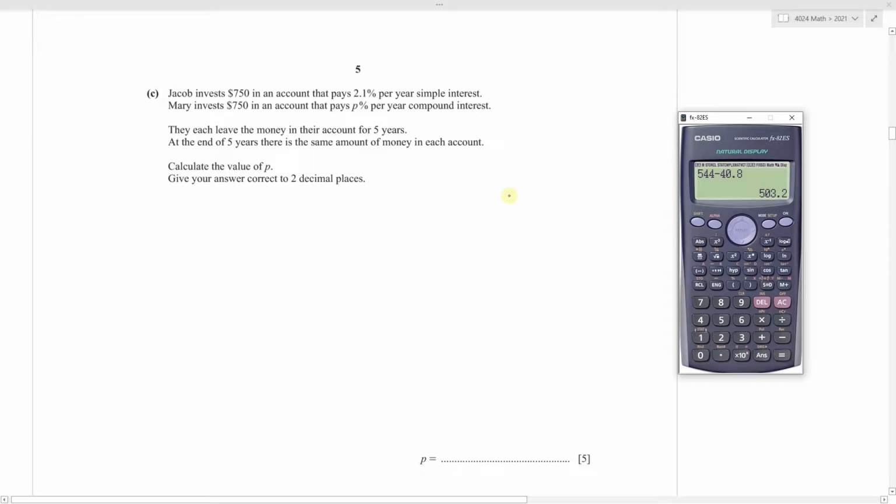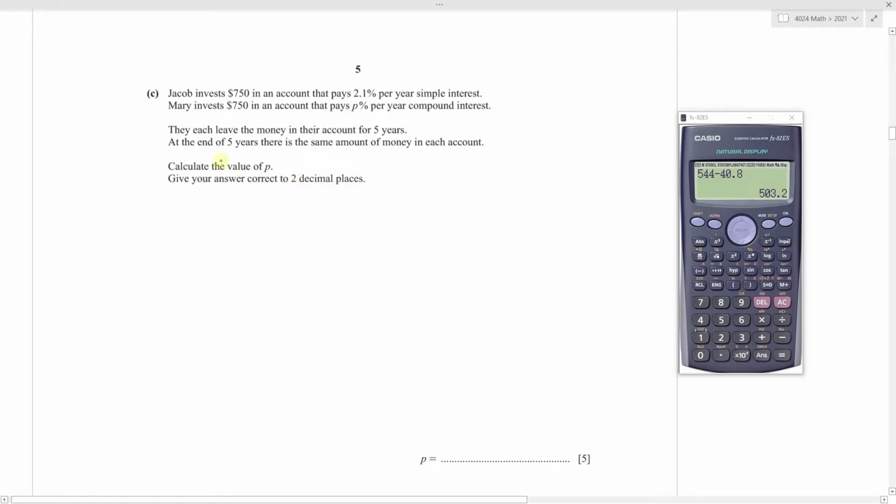Part C. Jacob invests $750 in an account that pays 2.1% per year simple interest. Mary invests $750 into an account that pays P% per year compound interest. They each leave the money in their account for 5 years. At the end of 5 years, there is the same amount of money in each account. Calculate your value of P.